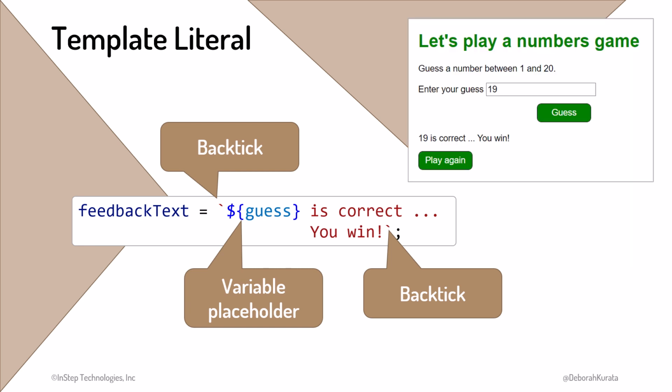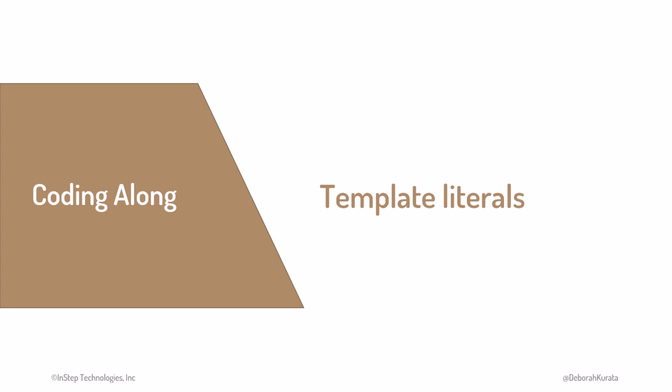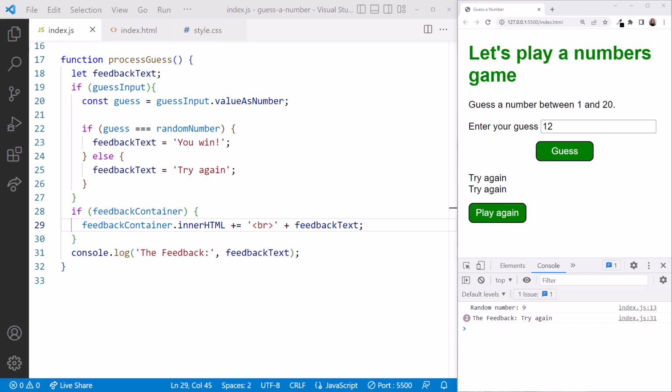Here is the result. The guess, which is 19 in this example, is appended to the beginning of the text, and the browser ignores the extra new line after the 3 dots. Let's head back to the demo. We'll try out some template literals and provide a too high or too low hint for the user. In the code, we'll add the guess variable to the feedback text using a template literal. First, we change the quotes to backticks.